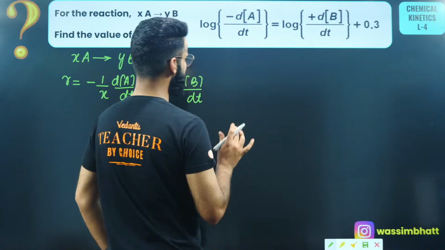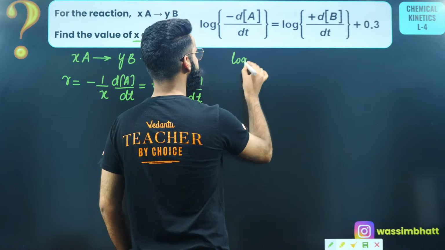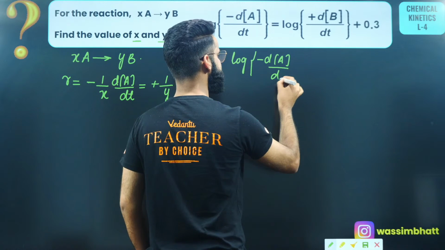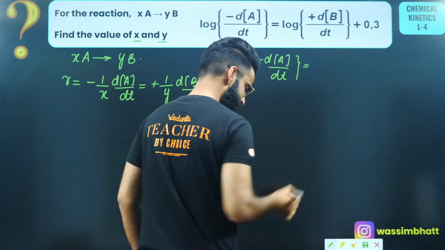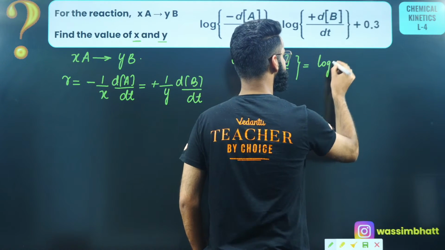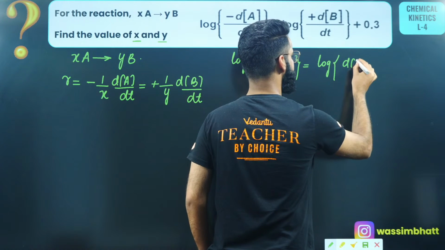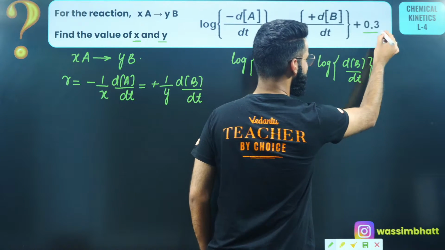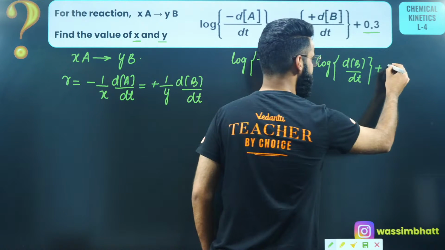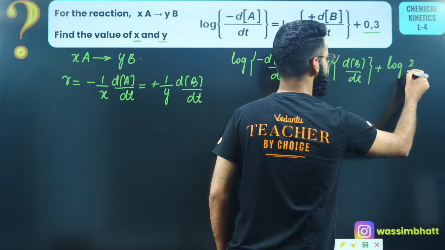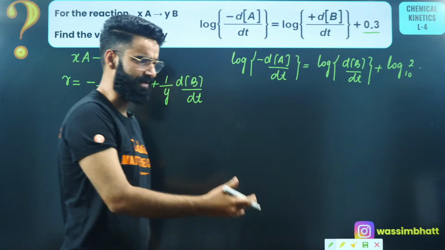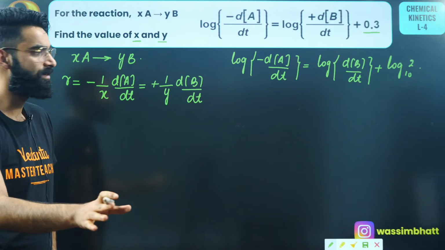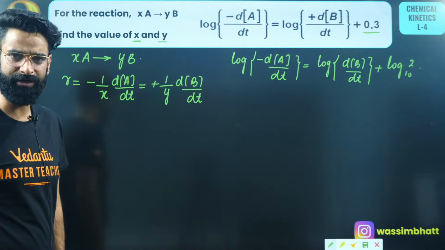The condition which is given to me, I can write it like this: log of minus times change in the concentration of A divided by dt is equal to log of plus d of B divided by dt, plus 0.3. Can I say 0.3 is basically log of 2 to the base 10? Log of 2 to the base 10 is basically 0.3, correct?